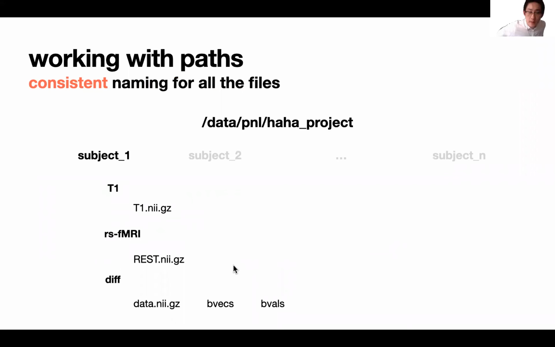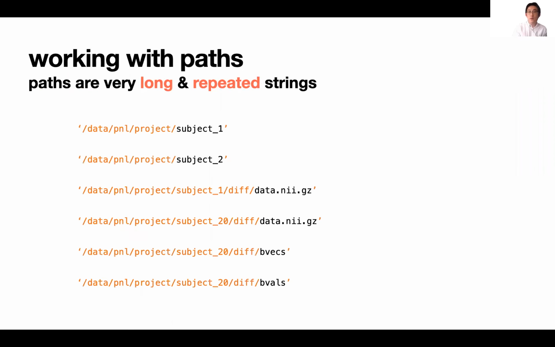Next is working with paths. Say we have a project and it has subject1 directory, with subdirectories called T1, resting state fMRI, and diffusion. Under that, you have T1 nifti, rest data, and bvecs and bvals. So the location of subject1 is that long. That's your path for subject1, path for subject2, and path for the diffusion data within the diffusion directory is that. And for subject20 is that. Subject20 bvecs is that. But if you look at them, loads of strings are repeated, and you don't want to write that all the time.